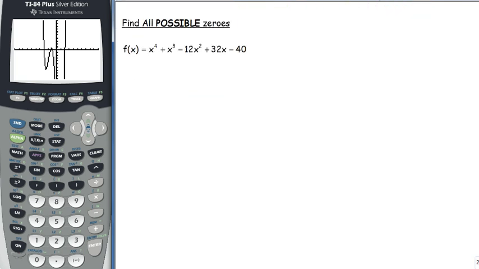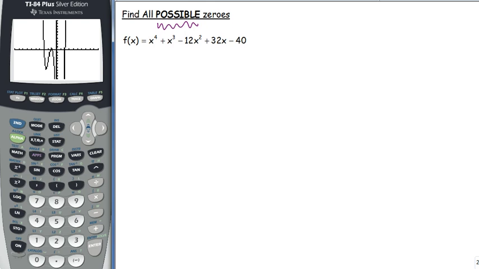So in those first two, we were finding all real solutions. Now notice that it's changed just a little bit, and we are finding all possible solutions. So we have a fourth degree polynomial again, which means we're going to have 4 solutions. Remember, degree tells us how many solutions, not necessarily what kind of solutions they are, but how many solutions I'm going to have in the end.